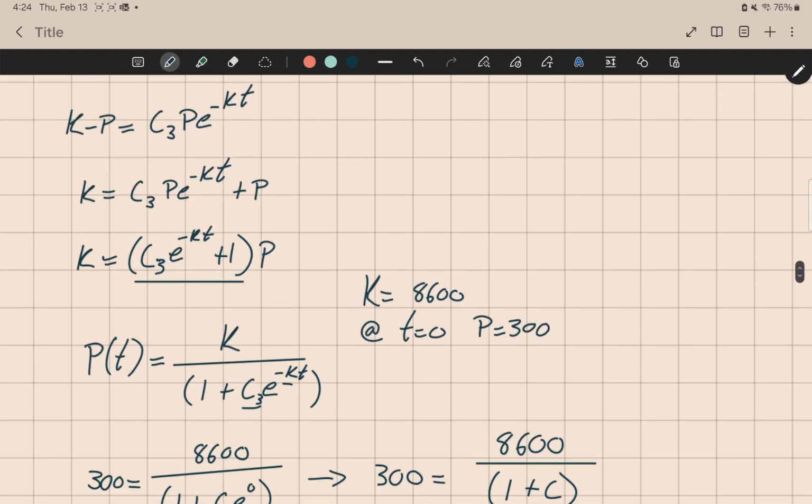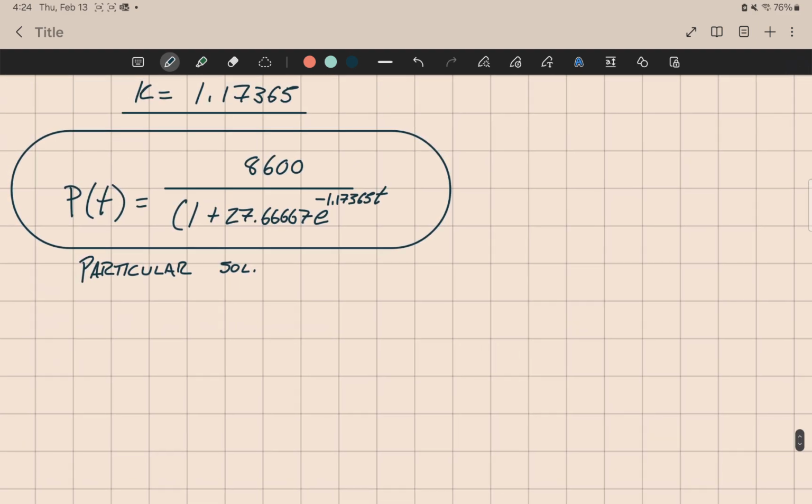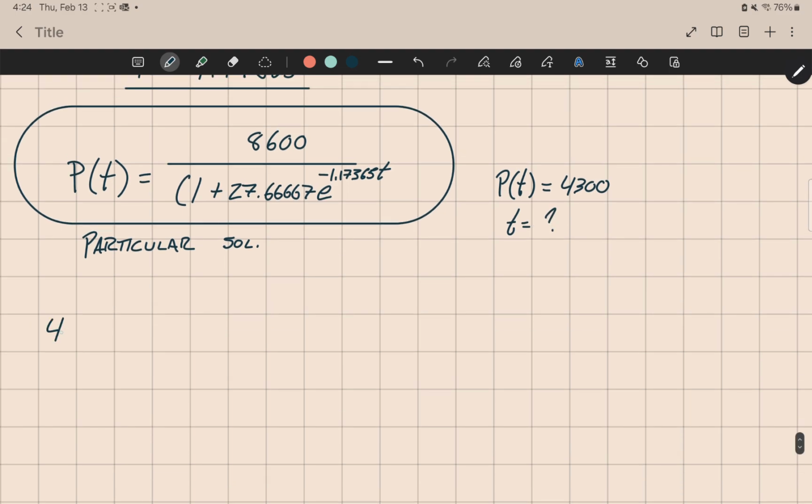So let's go back down to our particular solution and put that thing to work. I'm just going to rewrite it so I don't get lost here. Looking for 4,300, and t is unknown. So I'm going to plug in 4,300 is equal to 8,600 over 1 plus 27.66667 e to the negative 1.17365 t.